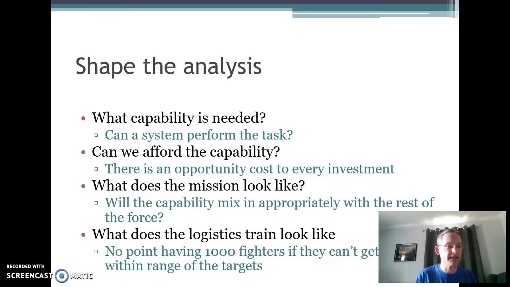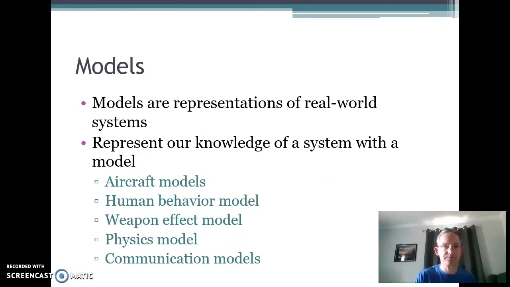What capability is needed? Can we afford the capability? What does the mission really look like? What does the logistics train need to look like for these platforms? All of that information should shape the model that you're creating to execute simulation across. So what's a model? A model is basically a representation of the real world system. It can be done in Excel, like we're doing in this class, or you can build physical models. Any of those things, 3D models, CAD/CAM models, are all representations that someone can use that isn't the actual system itself.